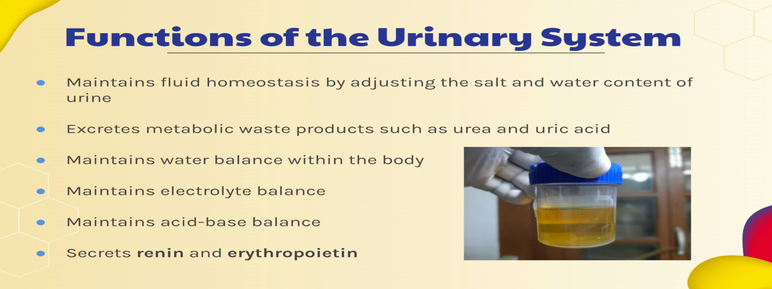The urinary system is also responsible for maintaining acid-base balance. A pH scale measures if a substance is acidic, neutral, or basic. A pH of 7 is neutral. Anything below 7 is acidic. Anything above 7 is basic. The blood must remain within a certain pH range, which is 7.35 to 7.45, for normal body function.